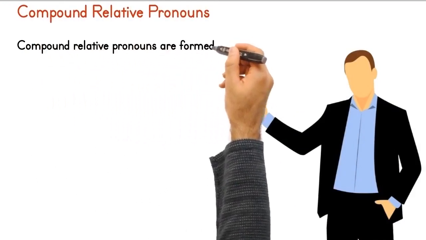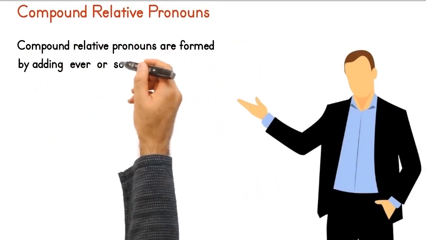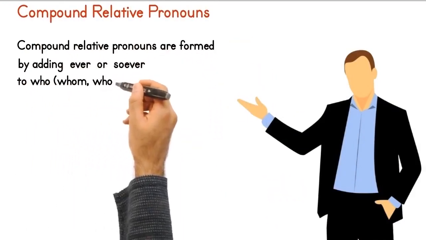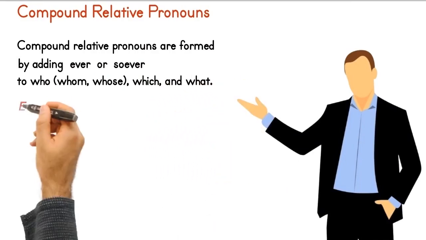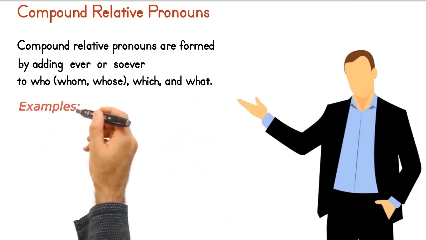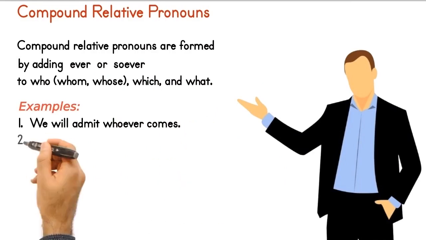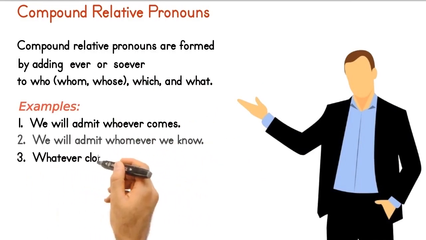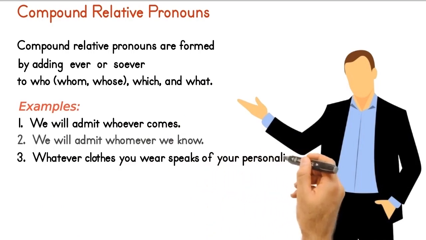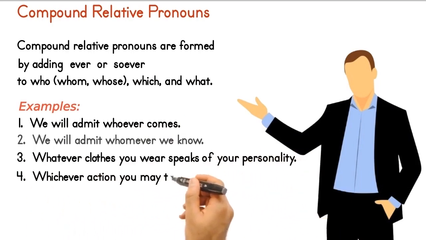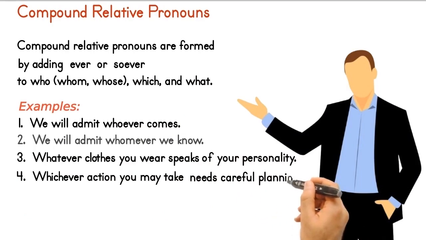Compound relative pronouns are formed by adding ever or soever to who, whom, whose, which, and what. For example, we will admit whoever comes. We will admit whomever we know. Whatever clothes you wear speaks of your personality. Whichever action you may take needs careful planning.